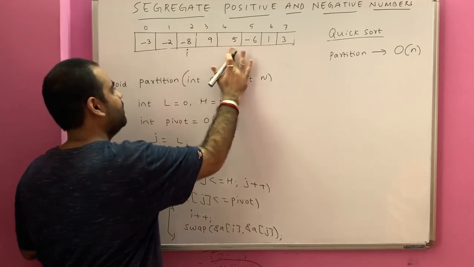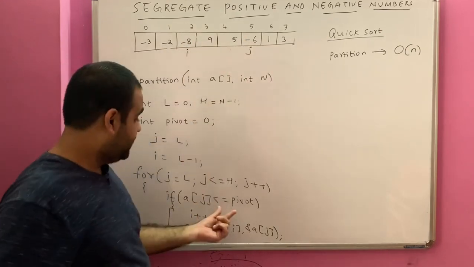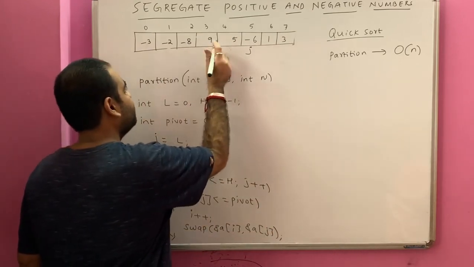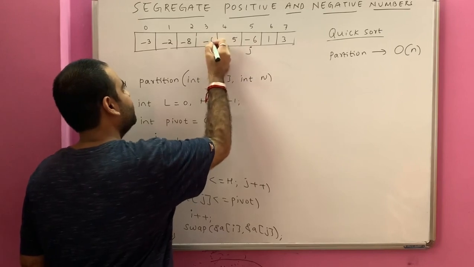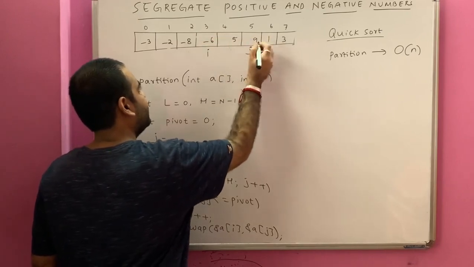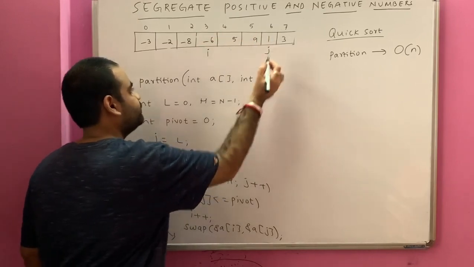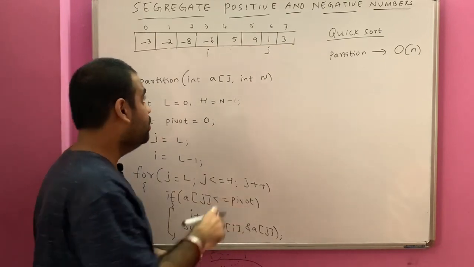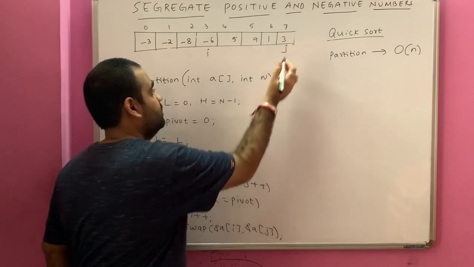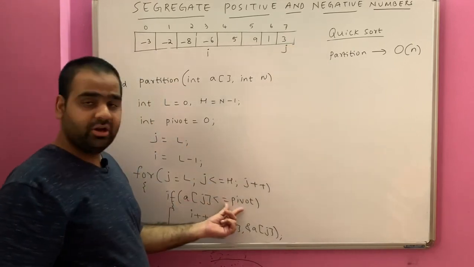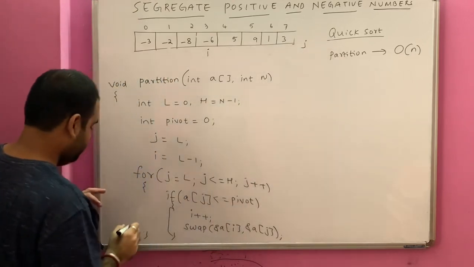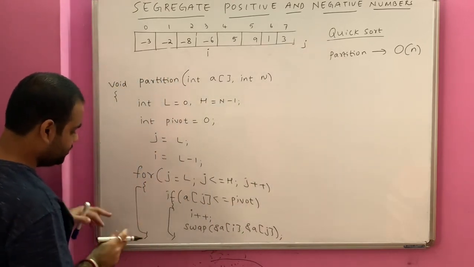Again you say j plus plus. Now minus 6 less than or equal to pivot? Yes. Again move towards the LHS. This is i plus plus. Swap these two, minus 6 and 9. Again we say j plus plus. Okay. 1 less than or equal to 0? No. Again you say j plus plus. 3 less than or equal to 0? No. Again you say j plus plus. We reach the end. You come out of this for loop and we stop the procedure.